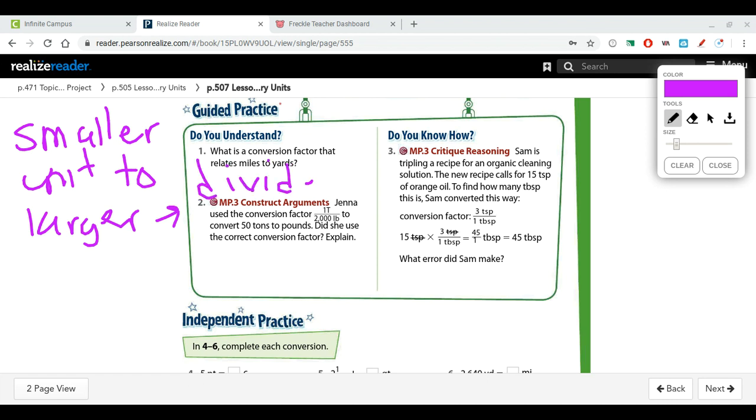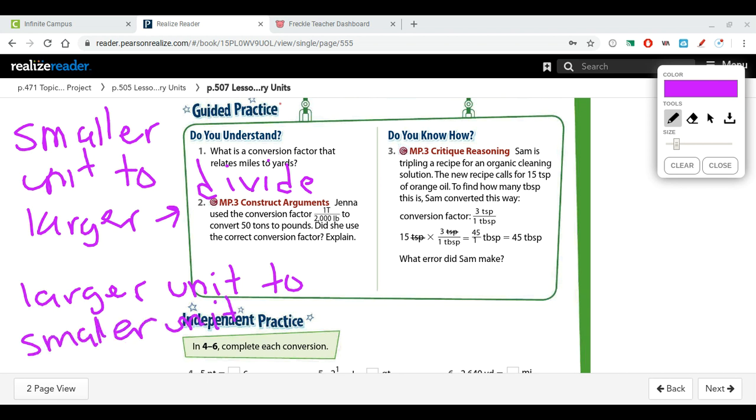If I'm going from inches to feet, I'm going to divide. If I'm going from pounds to tons, I'm going to divide. If I'm going from quarts to gallons, I'm going to divide. If I'm going from a larger unit to a smaller unit, and you may want to write this down, this may help you, you multiply. So if I'm going from feet to inches, I multiply. If I'm going from yards to feet, I multiply. Miles to inches, I would multiply.